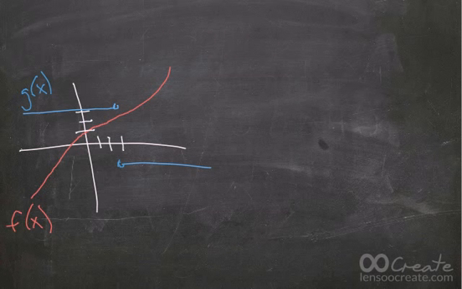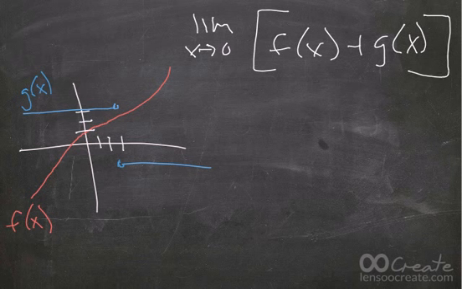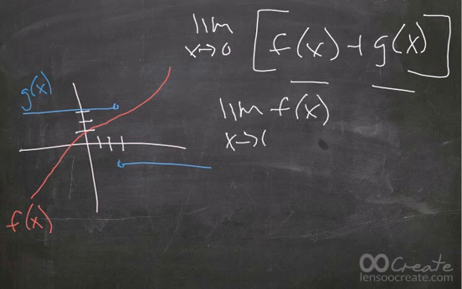So here we can take a look at the graphs of two functions, f of x in red and g of x in blue, and we can try to find the limit as x goes to 0 of f of x plus g of x. So according to limit laws, what we can actually do is take the limit of the two individual functions inside. So what happens is we can split up the f of x and the g of x. So the end result would look like this.